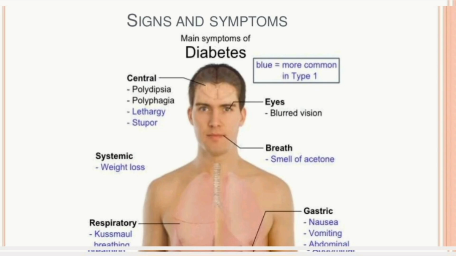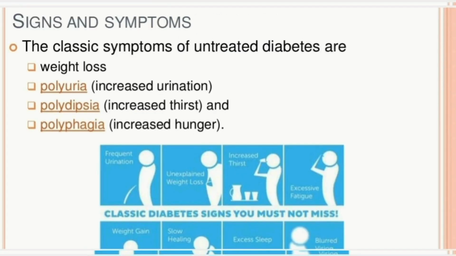Some signs and symptoms of diabetes mellitus. Central symptoms include polydipsia, polyphagia, lethargy and stupor. Systemic includes weight loss. Respiratory includes Kussmaul breathing. Gastric symptoms include nausea, vomiting and abdominal discomfort. Then breathing, smell of acetone, and eyes, blurred vision. Signs and symptoms: weight loss, polyuria, that is increased urination, polydipsia, that is increased thirst, and polyphagia, that is increased hunger.